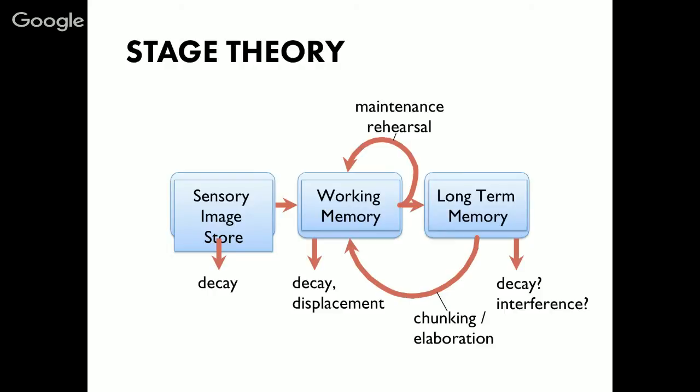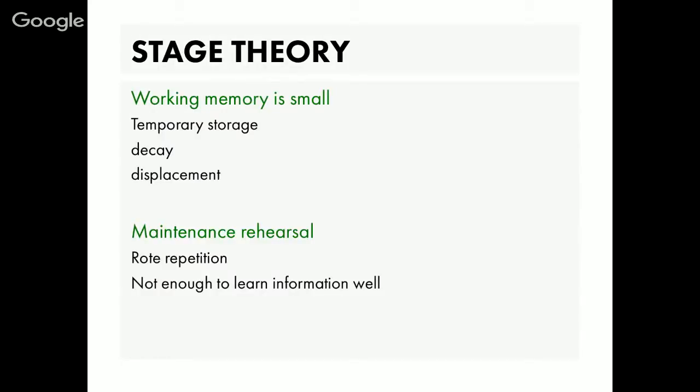Eventually, there will be some decay or interference that's hard to predict. And then pulling things from long-term memory also has this problem with chunking. And this sort of stage theory stems from the fact that really working memory is small. It's temporary, it decays, things displace it all the time, especially if there's interruptions. We talked about that. So you need to have some way of rehearsing and remembering these things, especially if they're important for the interface.